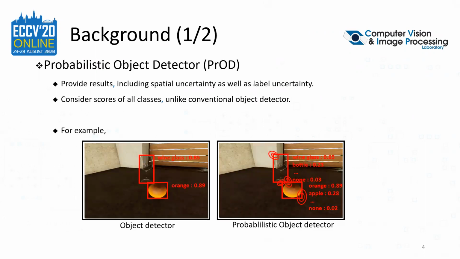This slide describes the main feature of the PrOD. Existing object detectors only consider the result of the one class with the highest probability. But this leads to the possibility of misrecognition. However, PrOD takes into account the scores for all classes, including the spatial and label uncertainty of the target. At the bottom right, we can see that PrOD outputs the result considering not only the scores of all classes, but also spatial uncertainty.